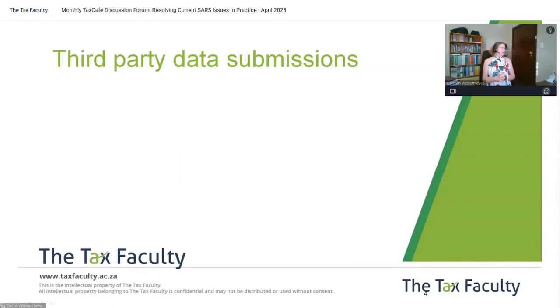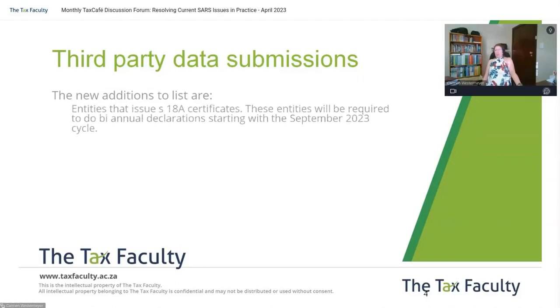SARS has gone and released their third-party data submission requirements. There's a new draft government gazette which was published. Commentary did close last week. Interestingly, and this happened literally overnight, when I double-checked my notes yesterday morning, the draft regulation was still there. I checked it today and it was gone, which just means it's going to come for publication soon. The new additions to the list are Section 18A.